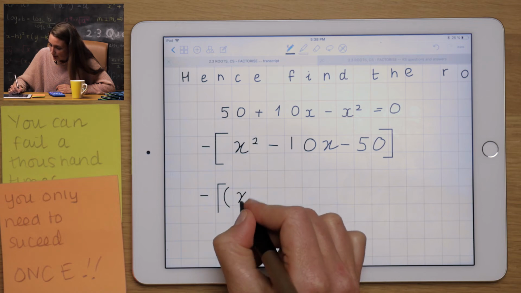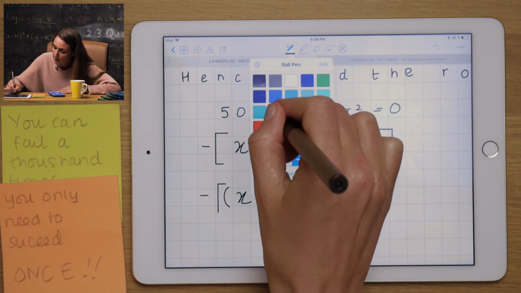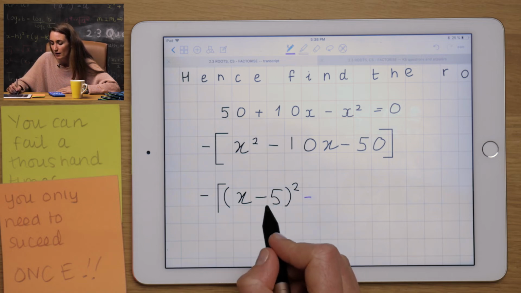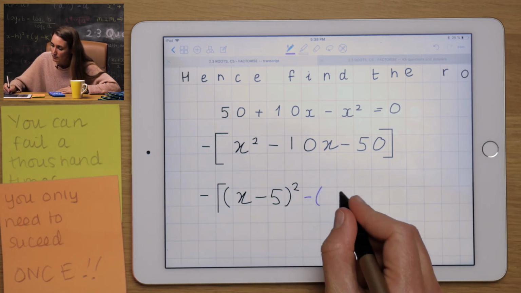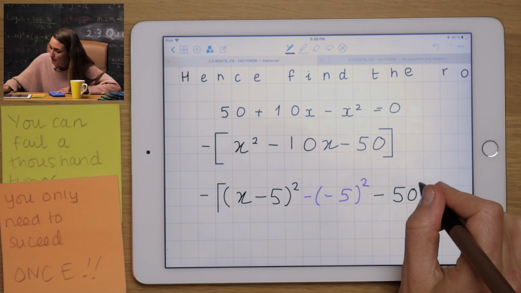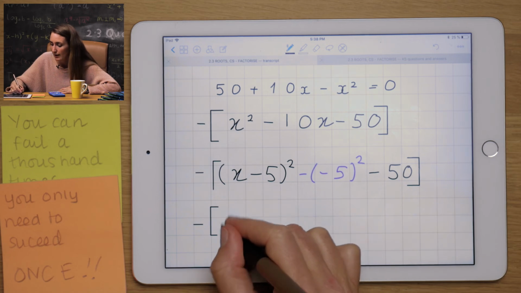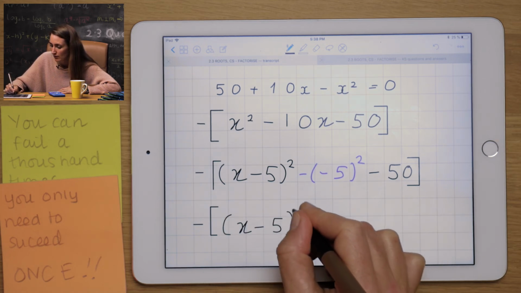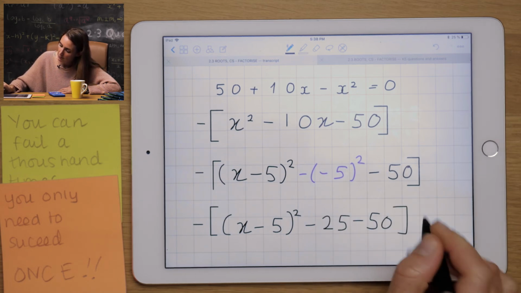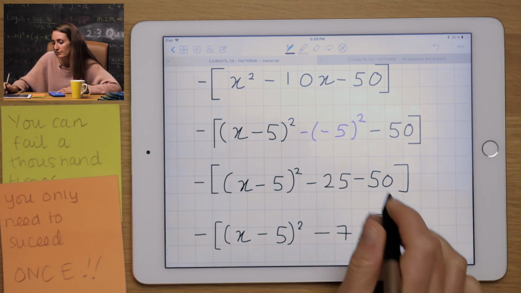You're going to have here x, half of minus 10 is minus 5 squared, and you're going to have minus whatever number this is squared. So it doesn't matter if you've got a minus 5 here or a plus 5, because when you do minus 5 squared, you will end up with minus 25 minus 50. Put these two together and you're going to get minus 75.